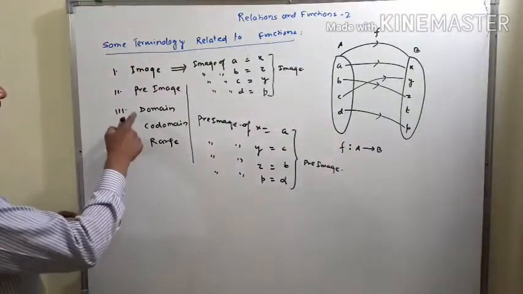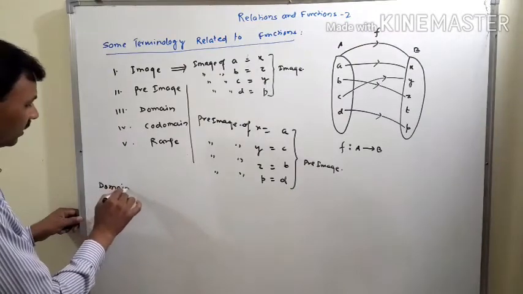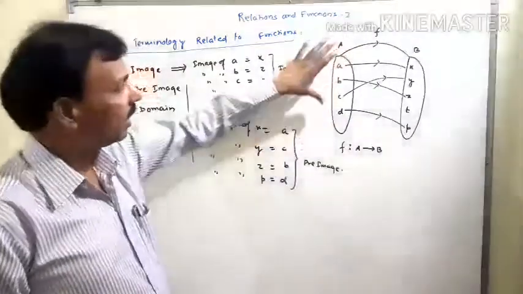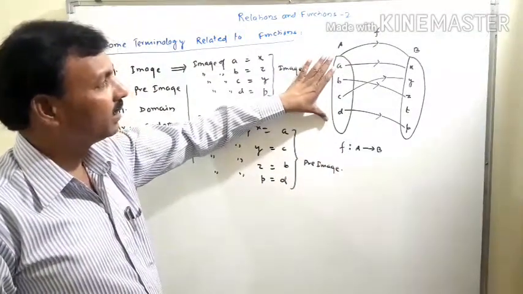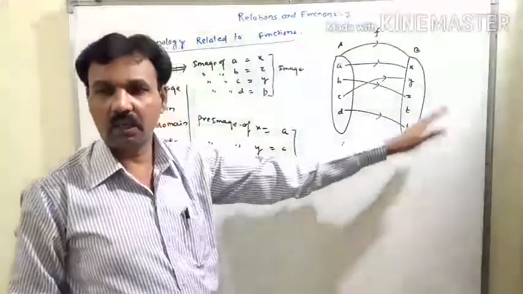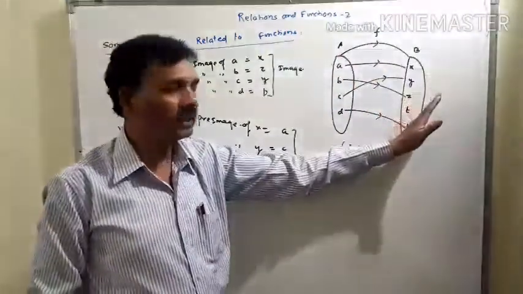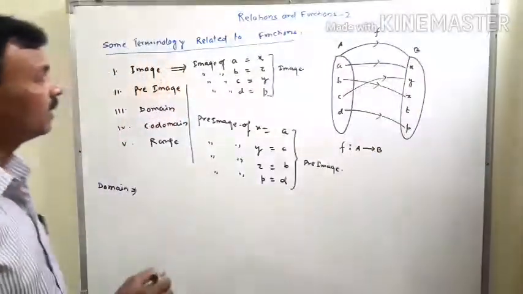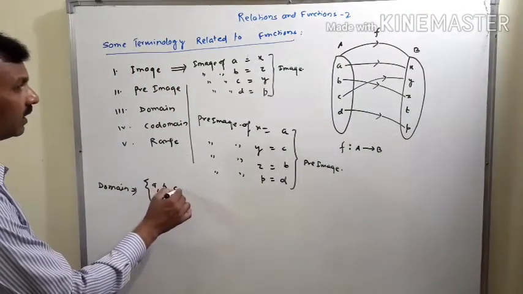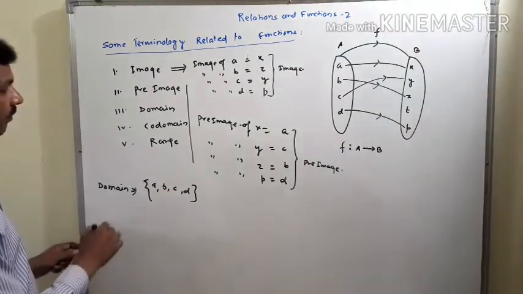Now we will take domain. What is the domain? Domain means all elements of set A which have an image in set B. All elements of set A which have an image in set B are known as domain. That means A, B, C and D are known as domain.